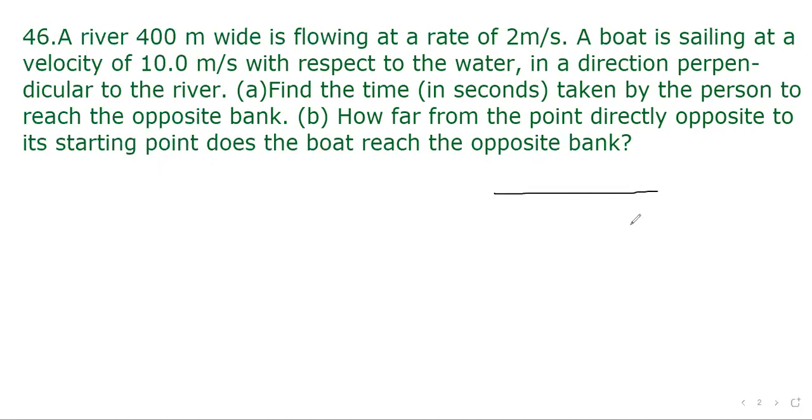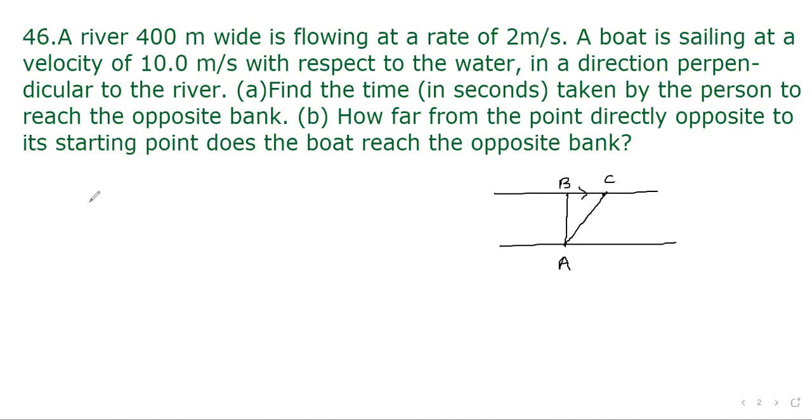So the situation is like this. This is the direction of river flow, and this is the directly opposite point. Suppose the boat starts from here, and this is point B. So the boat reaches somewhere here, C. So we have to find the time taken to cross the river and BC.